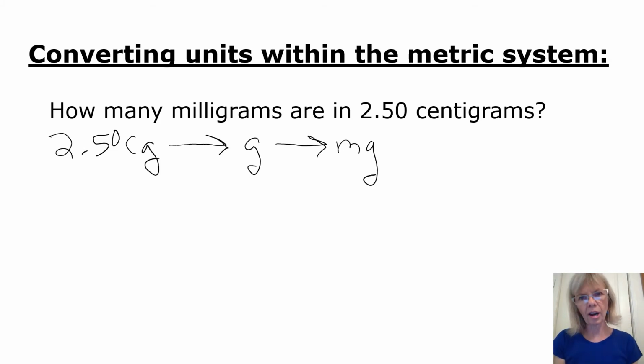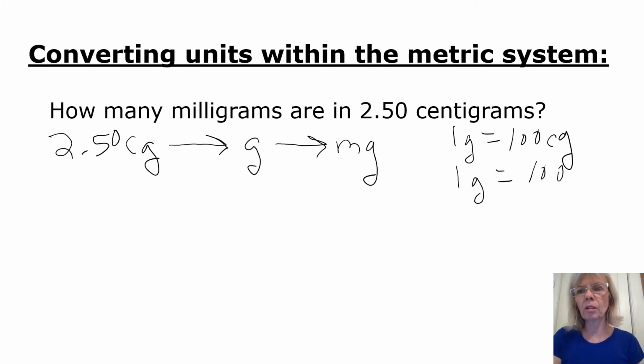Based on the information that I asked you to remember. So one thing is we can say 1 gram contains 100 centigrams, and 1 gram is equivalent to 1,000 milligrams. Now again, when we have equalities, we can use those to set up conversion factors. So we can take this as a two-step problem.